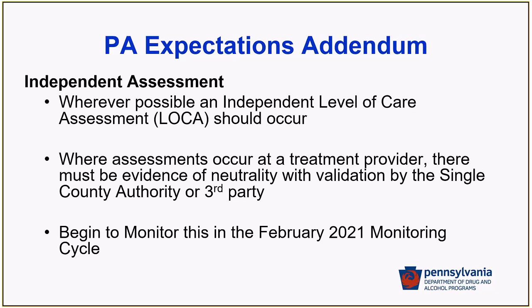In those instances where a provider of service must conduct a level of care assessment, there will be a process to assure evidence of neutrality when referral occurs. While additional information will be put out by DDAP's County Program Oversight section regarding this, evidence of neutrality will include client choice, data that indicates referrals to providers other than the one conducting the assessments, etc. DDAP and SCAs will begin to include this in the monitoring tool beginning February 2021.